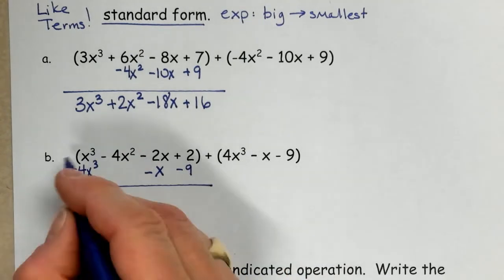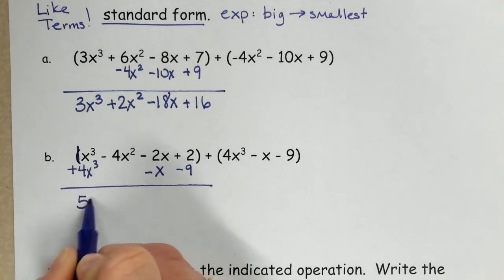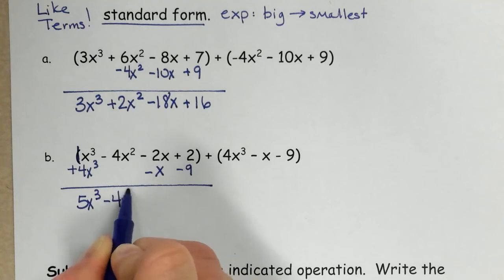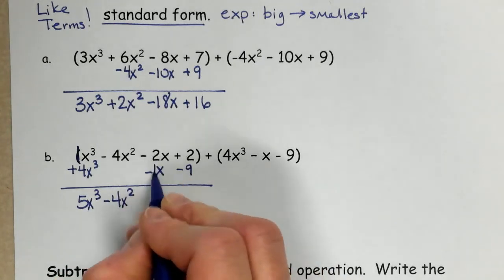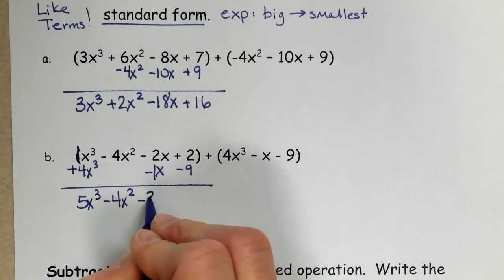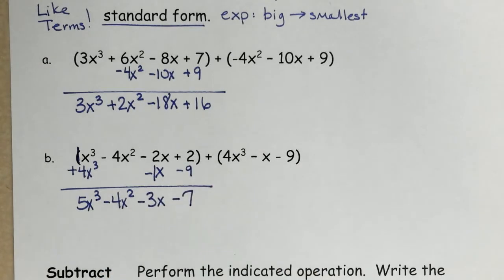Combine like terms. Remember the invisible 1 here, so 1 plus 4 makes 5x cubed. Bring down the negative 4x squared because nothing changed. Remember the invisible 1, so negative 2 plus negative 1 is negative 3x, and minus 7.